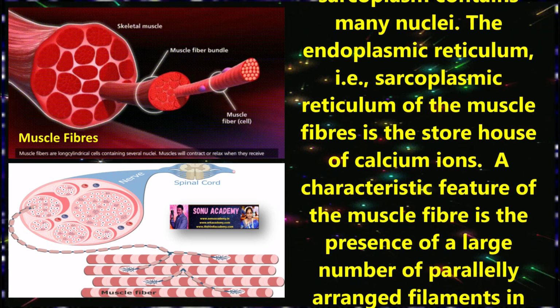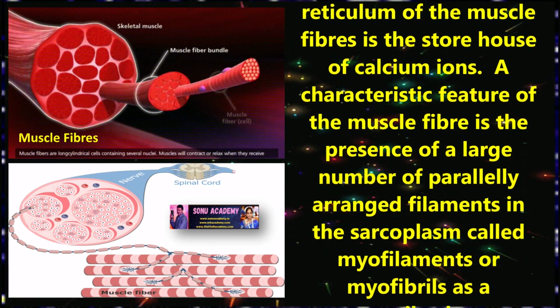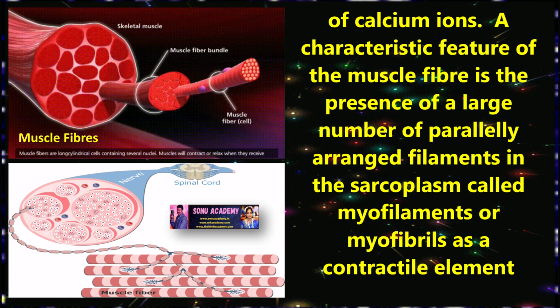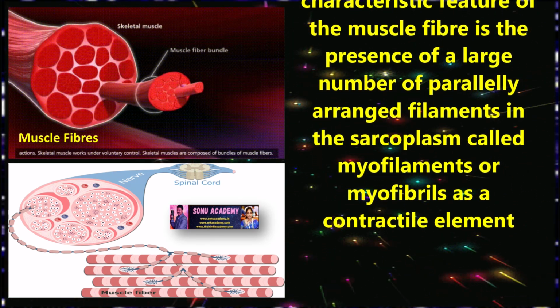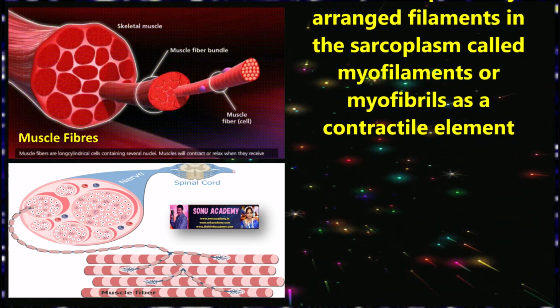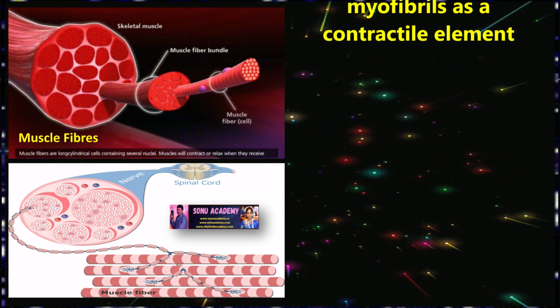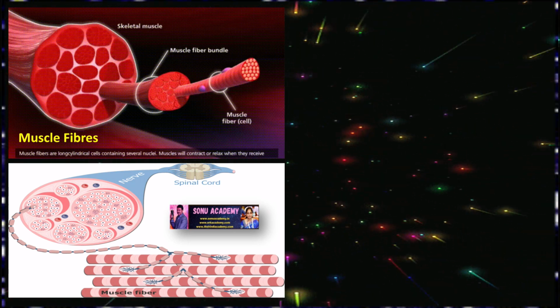The endoplasmic reticulum, that is the sarcoplasmic reticulum of the muscle fibers, is the storehouse of calcium ions. A characteristic feature of the muscle fiber is the presence of a large number of parallelly arranged filaments in the sarcoplasm, called myofilaments or myofibrils, as a contractile element.